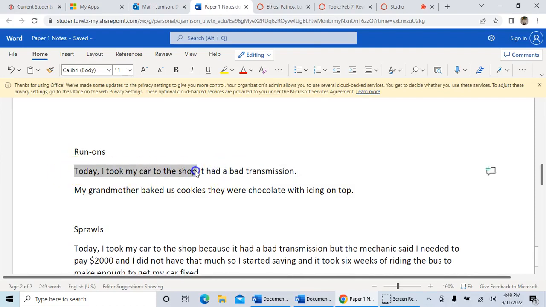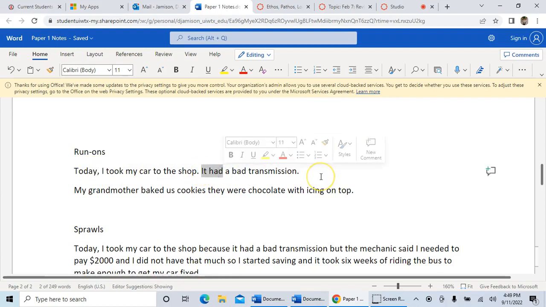Right here you would need some kind of punctuation. You could put a period, whatever is fine, but it can't just be two sentences crammed together. The subject is I, and I took is your subject and predicate. And then it had is your subject and predicate for the second part of the sentence. You could put that together with a fanboys, but otherwise you just need to separate them somehow. You can't just have that all crammed together.